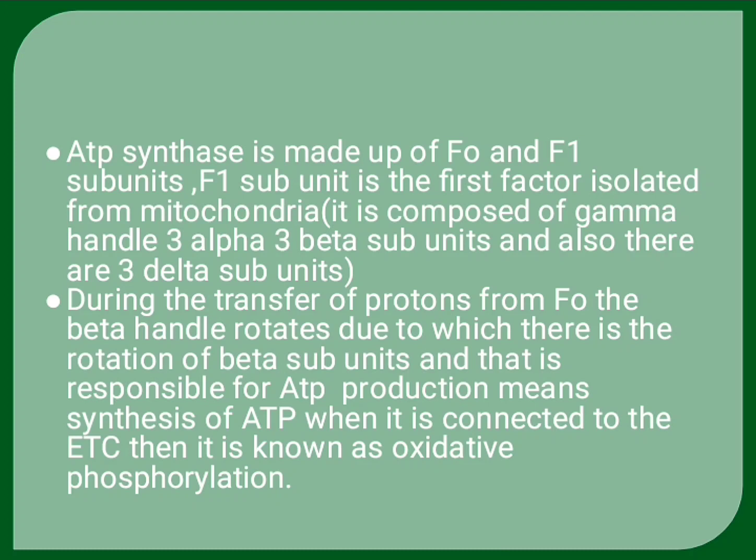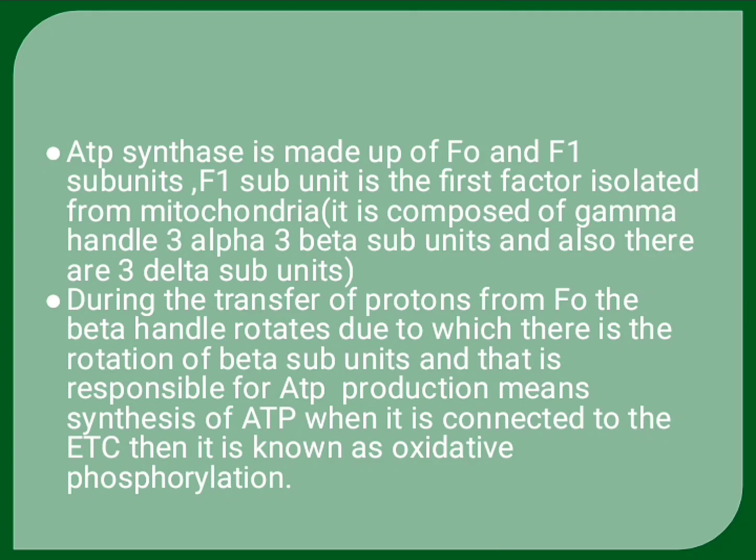ATP synthase is made up of FO and F1 subunit. F1 subunit is the first factor isolated from mitochondria. It is composed of a gamma handle, 3 alpha, 3 beta, and also there are 3 delta subunits. During the transfer of protons from FO, the gamma handle rotates, due to which there is a rotation of the beta subunit, and there is a response that is responsible for the ATP production.